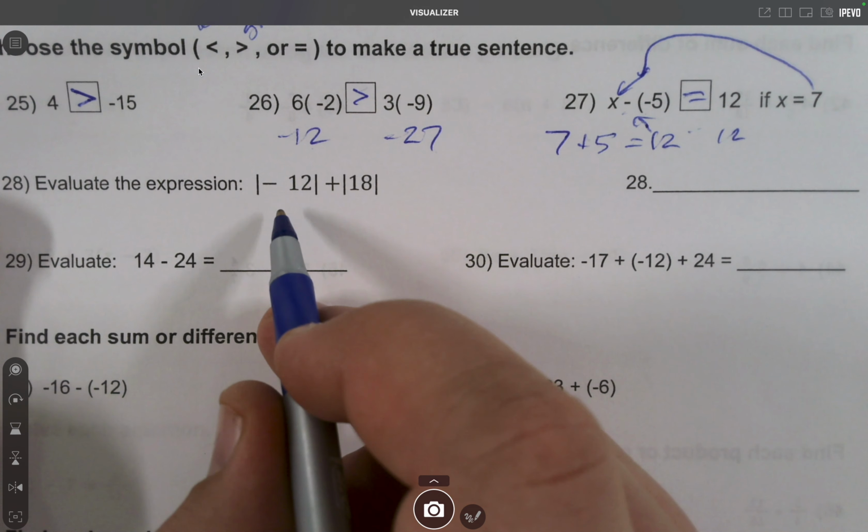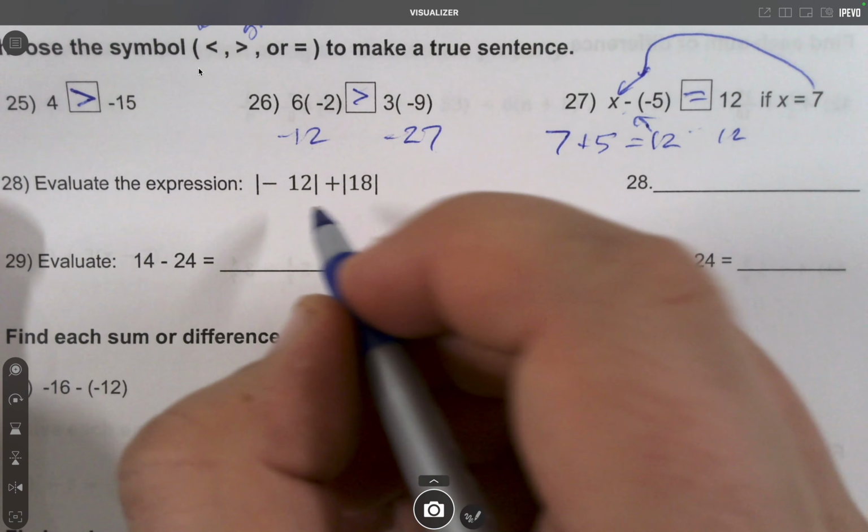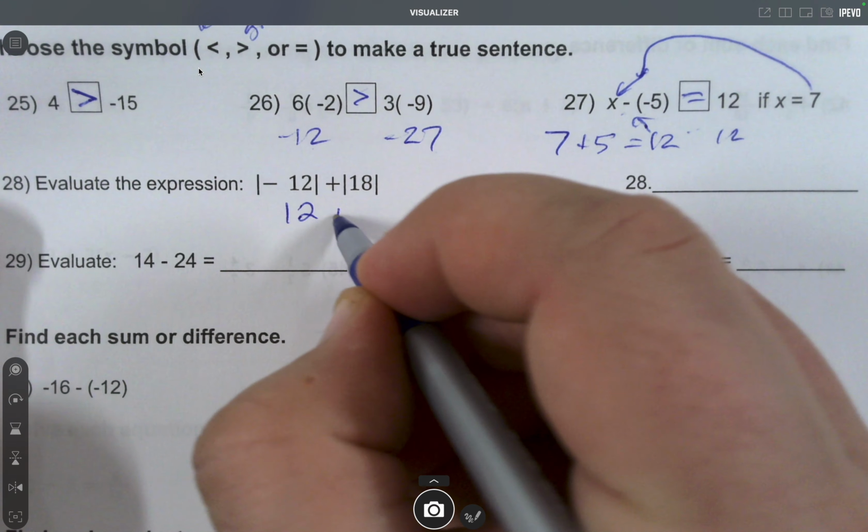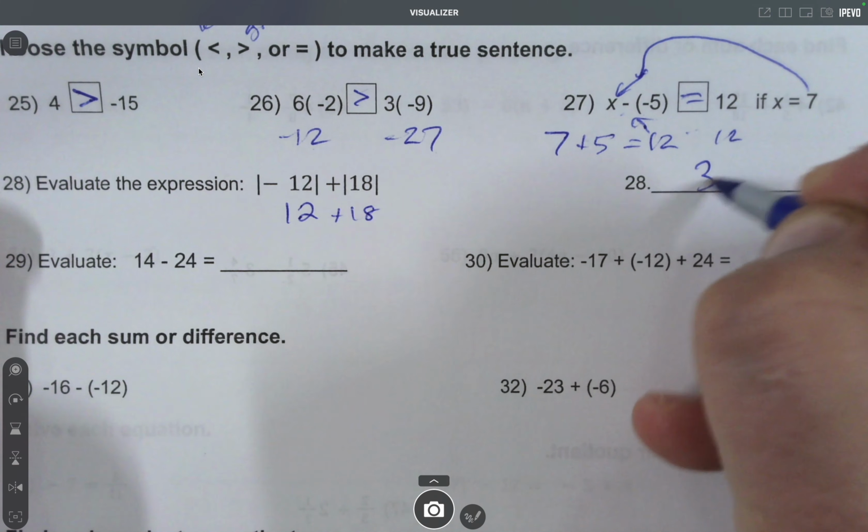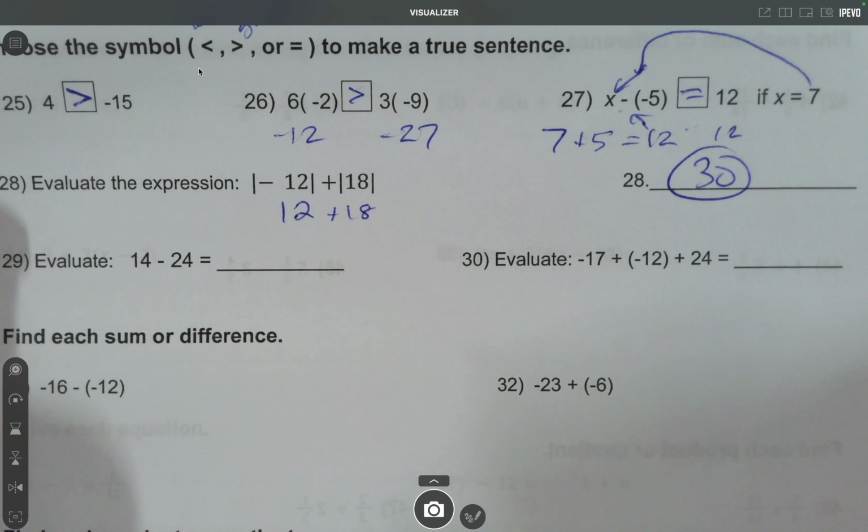Okay, here we have the absolute value. The absolute value of any number is the positive version of it. So we get positive 12 plus positive 18, which is positive 30.